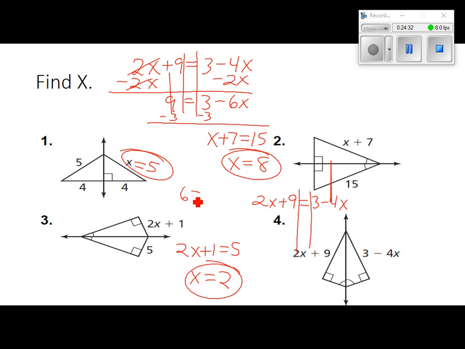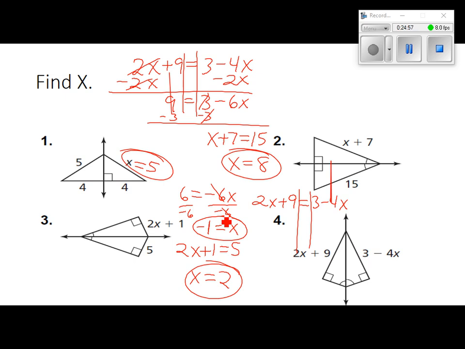I'm going to write it down here. What's still left on the other side? Negative 6x. Now what? Divide by negative 6. These cancel out and leave you with just x. What's 6 divided by negative 6? Negative 1. Good. Is it alright for x to be negative 1? Yeah.